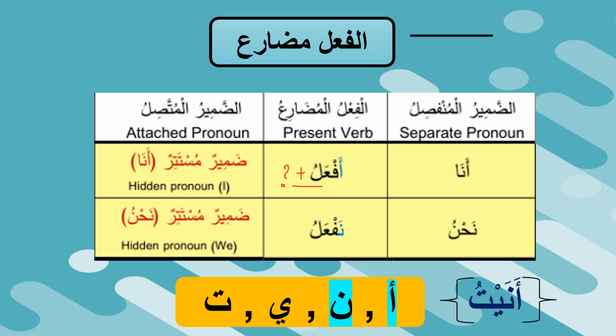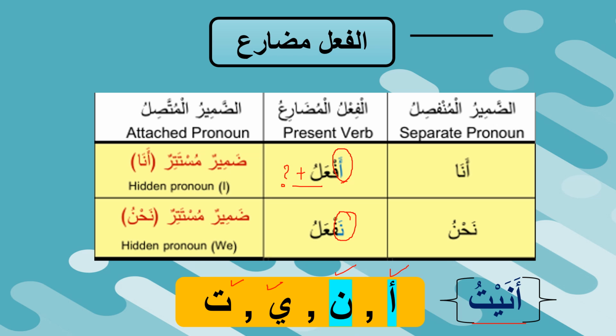But in present tense, what happens? You will find some letters added before the verb. So this is the major sign to know that it is a present tense. And these letters are limited to only 4 letters, and that is Hamza, Noon, Ya and Ta. And all these 4 letters are combined to make a word to remember easily: Anaitu.